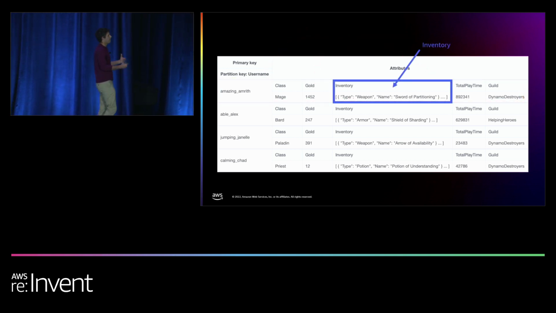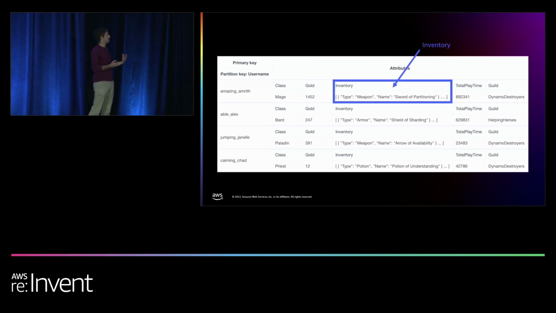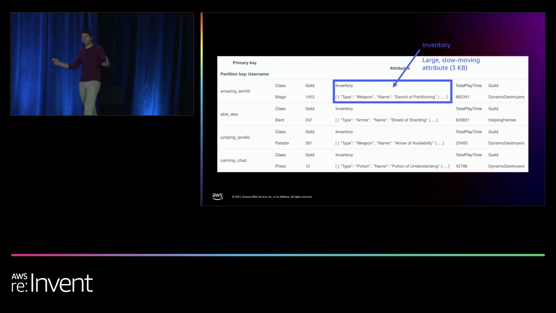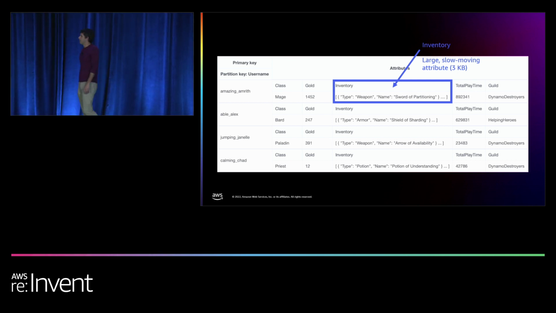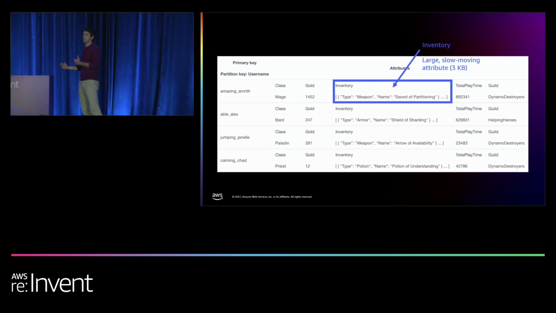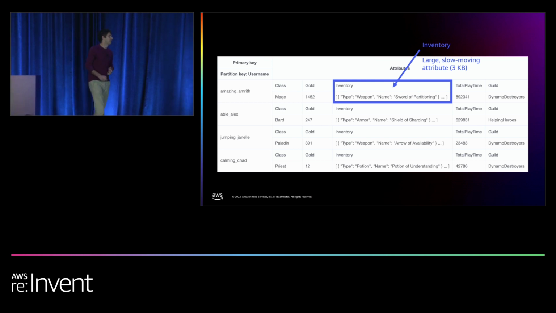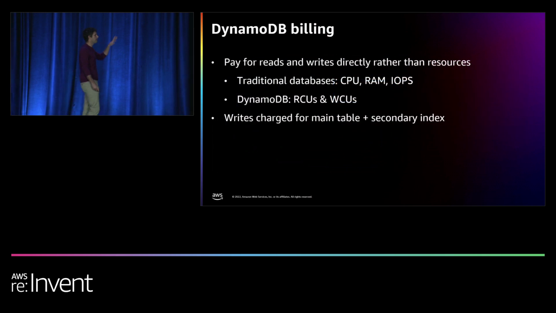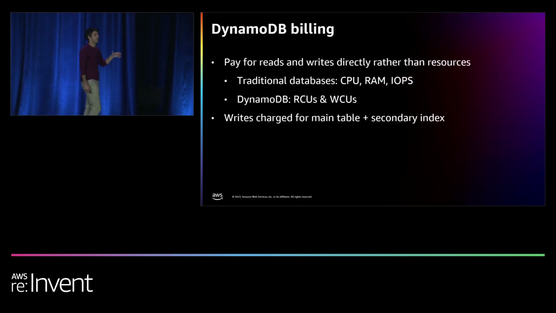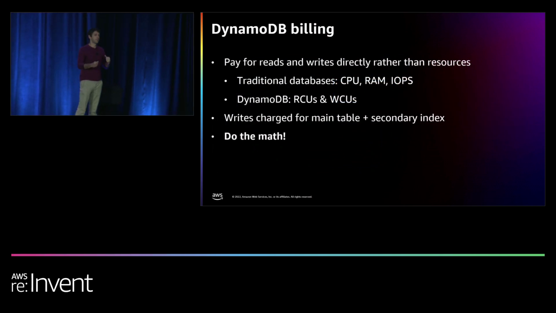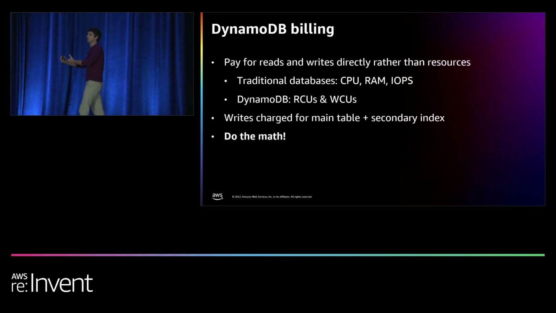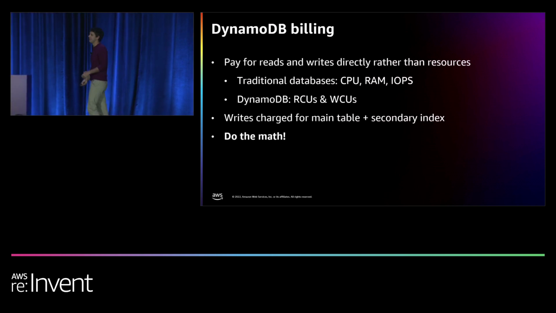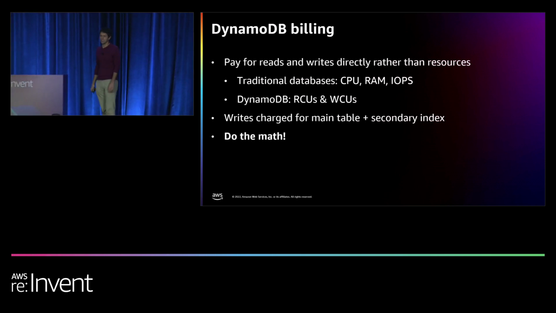In addition, we have one attribute, this inventory attribute, that's a larger but slower moving attribute. It's larger because it has lots of different items or inventory instances in there, but it's also slow moving. You're probably not changing your inventory a lot. So when you think about DynamoDB billing, one thing I always tell people is do the math. Since you're actually charged on the resources you're consuming, you can get a decent estimation of how much this will cost you, or even look at 2 different ways of designing your table and see which one will be cheaper.